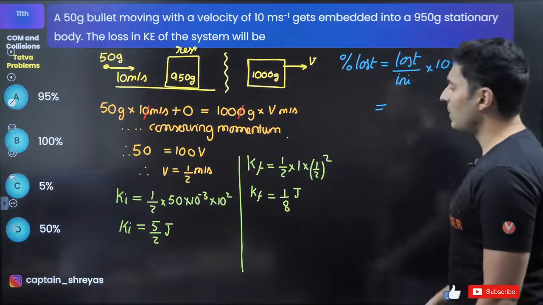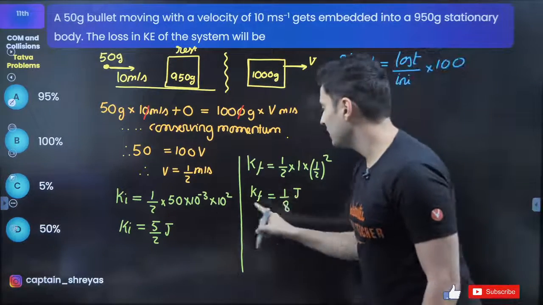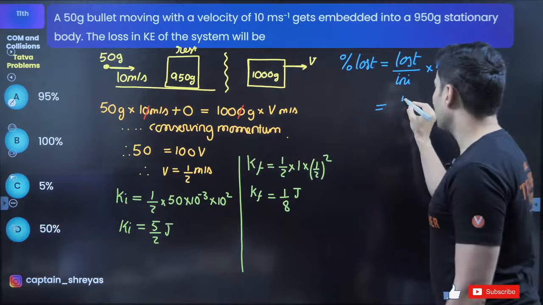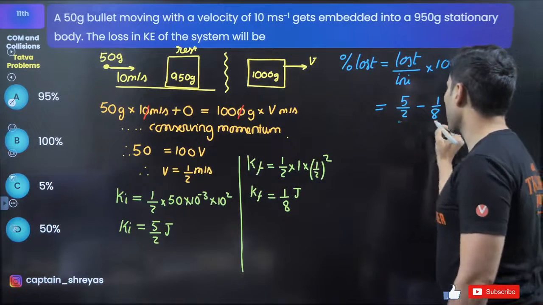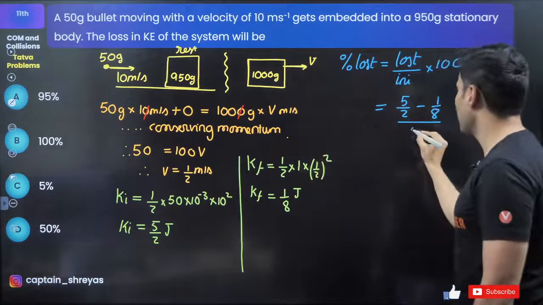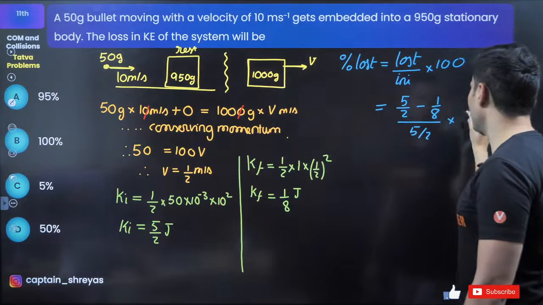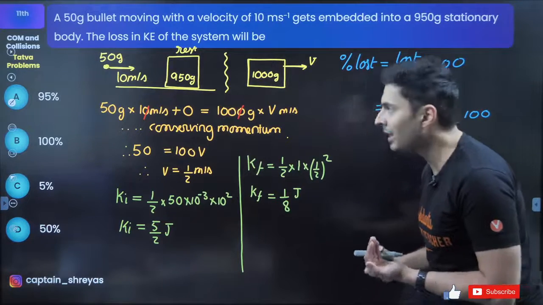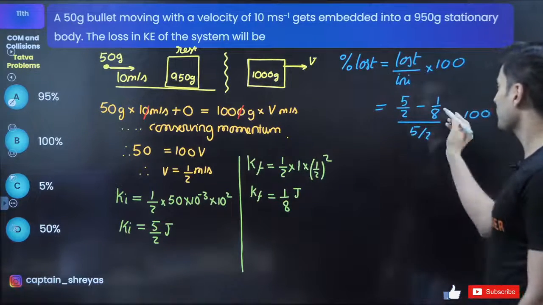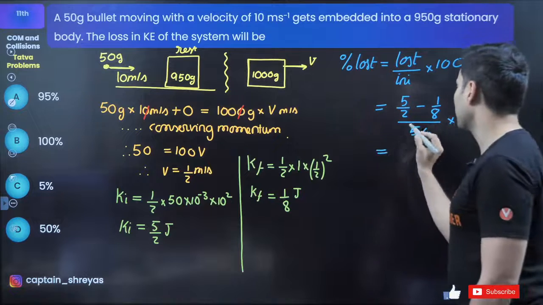So how much energy is lost? This was initial, this was final. So initial was 5 by 2 minus final, upon initial, how much was there? 5 by 2. This into 100. Many people are saying option A. I don't know. Let's figure this out. So guys, do the math over here.